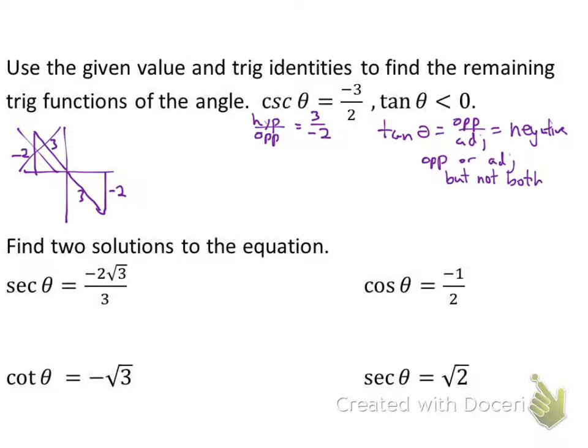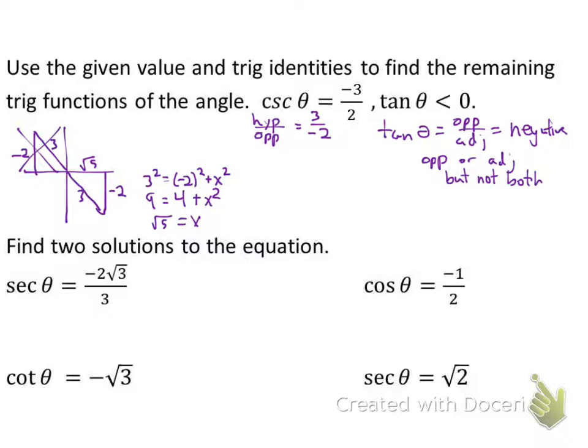Now I need to find my x value, my adjacent side. 3 squared equals -2 squared plus x squared. 9 equals 4 plus x squared, and I get that x is √5. And then I need to find the remaining trig functions.